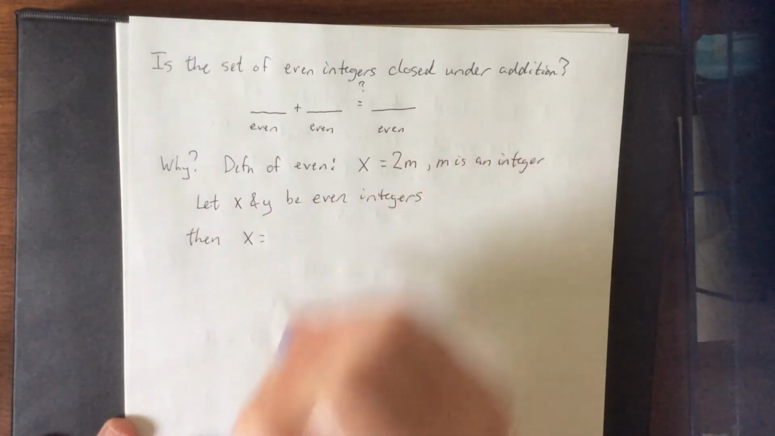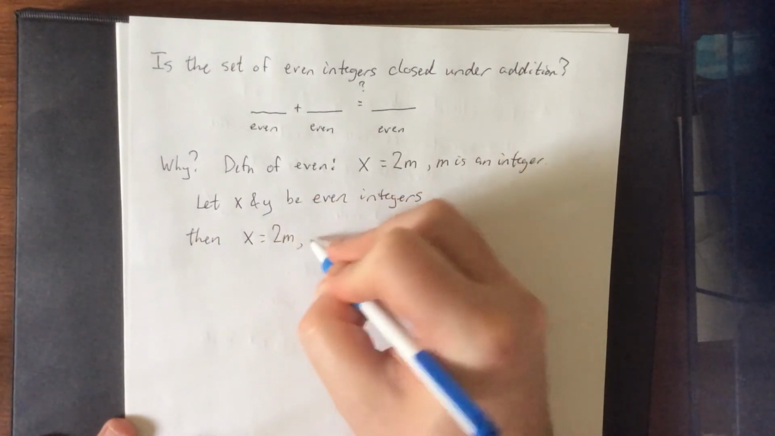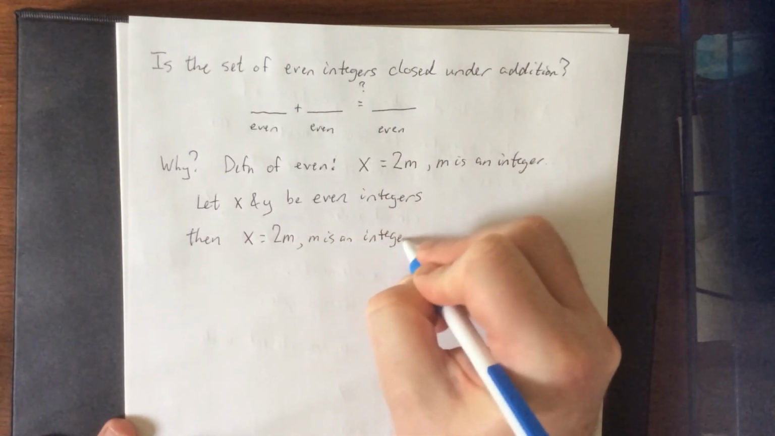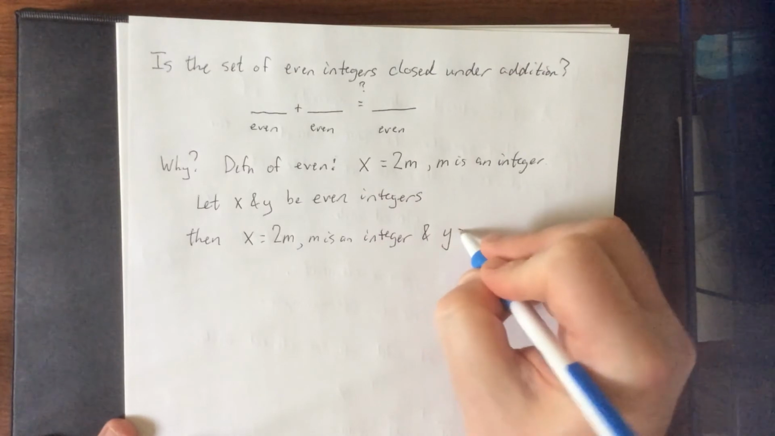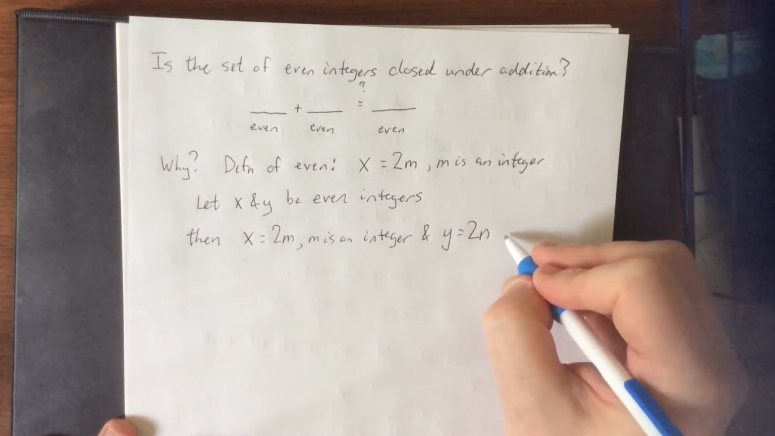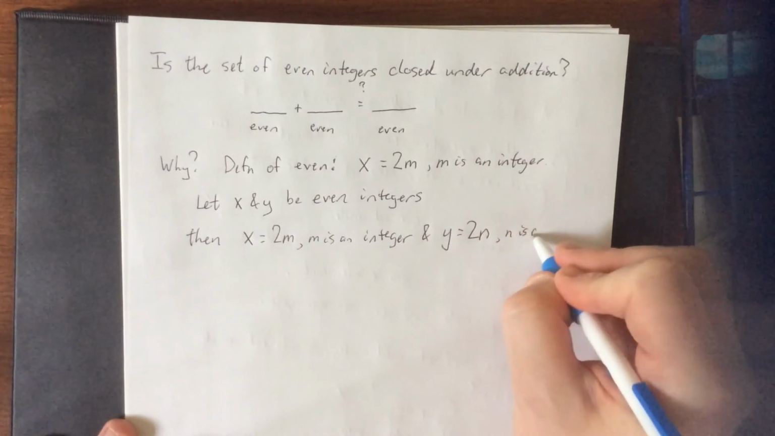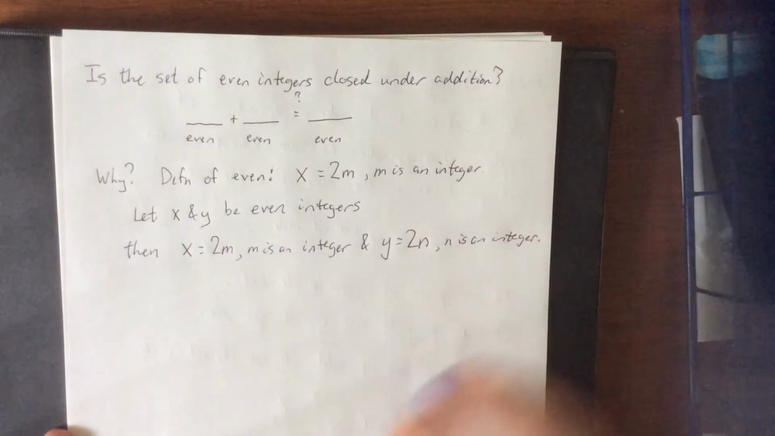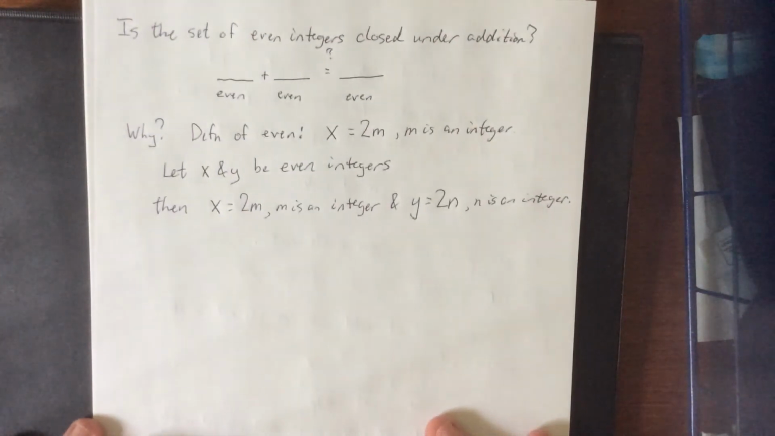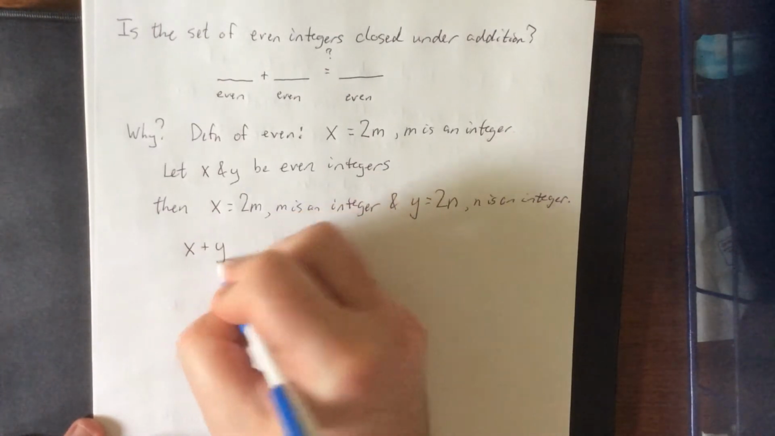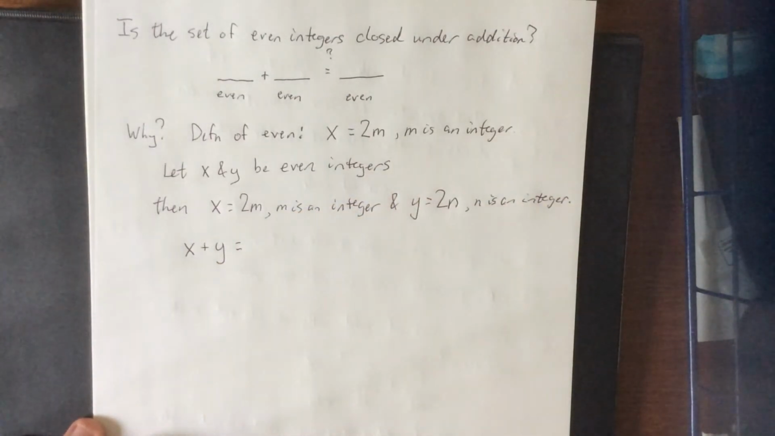Then x is going to be equal to 2 times m, where m is an integer, and y is going to be equal to 2 times, well, I've already used m, so let's use something near it in the alphabet, 2n, where n is an integer. Now, to prove closure, we want to take x plus y and prove that this result is going to be even as well.